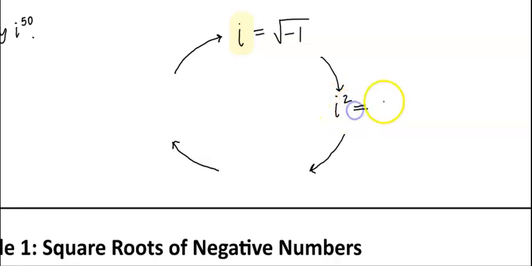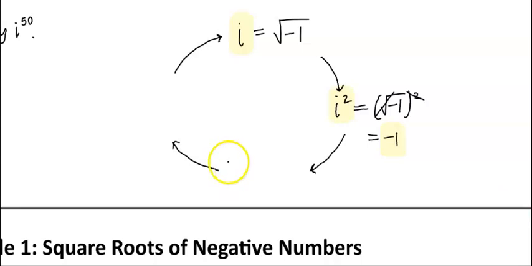Now, when you see something like i squared, you do have to simplify that. The reason why is because i squared is the same thing as square root of -1 times the square root of -1, or in other words, the square root of -1 squared. If we know i is the square root of -1, then when we square that, the square root and the squared cancel each other out. So i squared can simplify down to just -1.